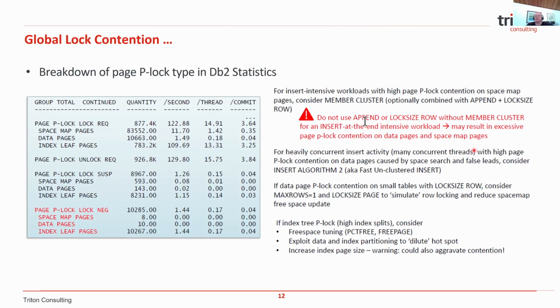And finally, at the end there, if your problem is to do with the indexes, then you might want to consider either reorganizing the indexes more frequently, with or without the table space, to re-establish the distributed free space of %free and free page, or actually increase the values of %free and free page to try and dilute the hotspots. Alternatively, what you could also consider with moderation is increasing the index page size without using index compression as a way of reducing the number of index leaf page splits.